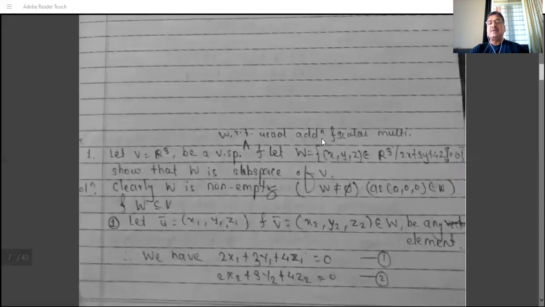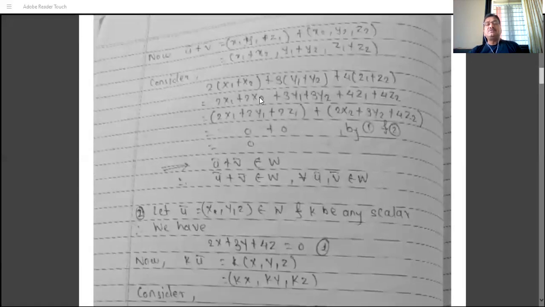And now what is u bar plus v bar? That is (x1, y1, z1) plus (x2, y2, z2). How can we add these two elements? Use the usual addition. The usual addition of these two elements is (x1 plus x2, y1 plus y2, z1 plus z2). This is again a 3-tuple, u bar plus v bar. Now we have to show that this element belongs to W. This element belongs to W if 2 into (x1 plus x2) plus 3 into (y1 plus y2) plus 4 into (z1 plus z2) is equal to 0.